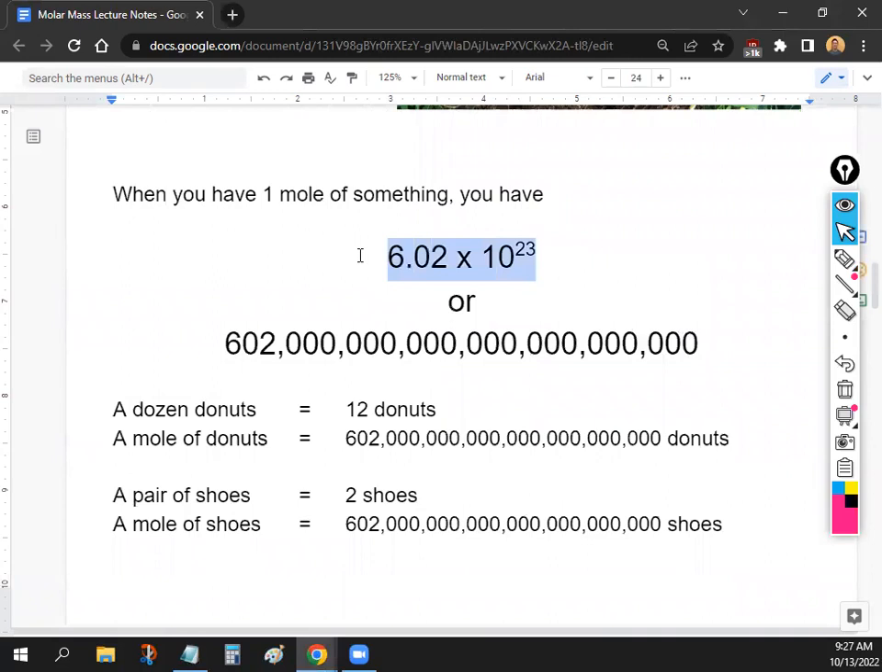All right. So when you have a mole of something, you have this much of something. So write that number down. So you have 6.02 times 10 to the 23rd of something. Now, this doesn't make much sense, so I kind of wrote it out for you. You guys don't need to write the long one, but just write that 1 mole equals this number right here.